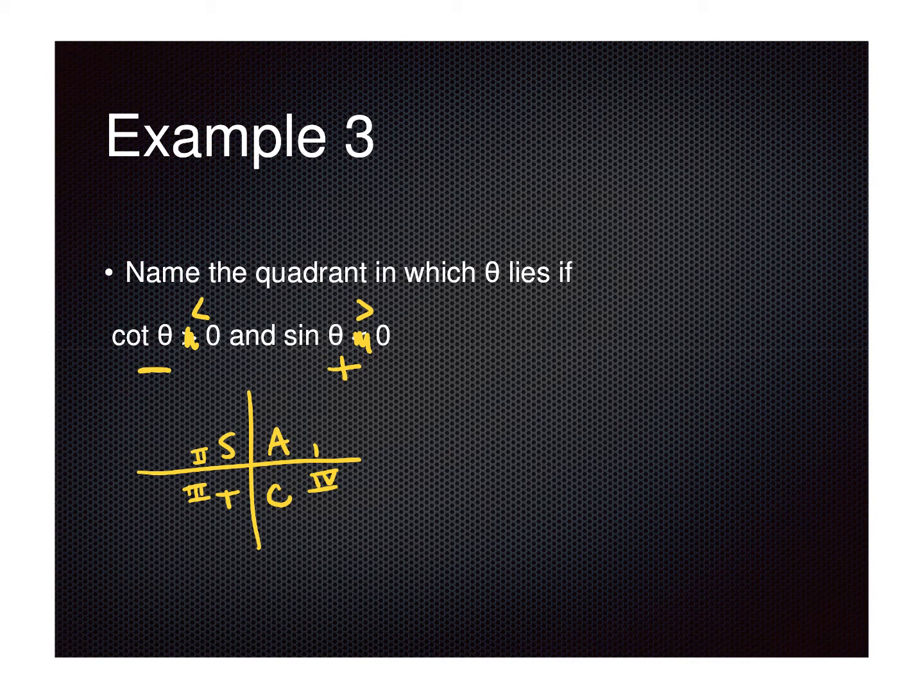So which quadrants is cotangent negative? Is it going to be negative in all? 2 and 4. So we can cross out 1 and 3. And then in which one of these two, 2 or 4, is sine positive? 2. So our answer would be 2.